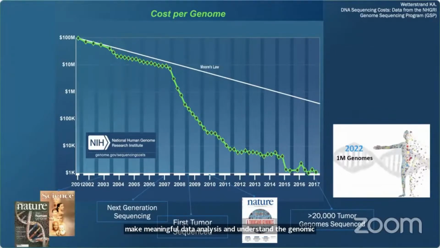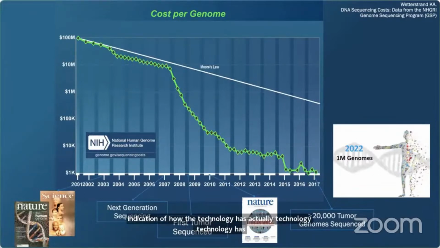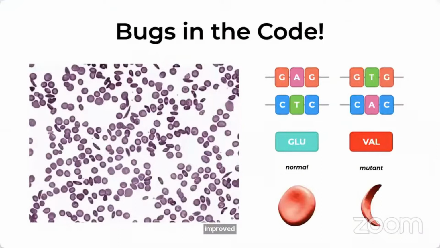This plot indicates that the decrease in the cost of genomics technology generally followed Moore's law until one point, and after that it drastically reduces, which gives you an indication of how genomics technology has improved by leaps and bounds.